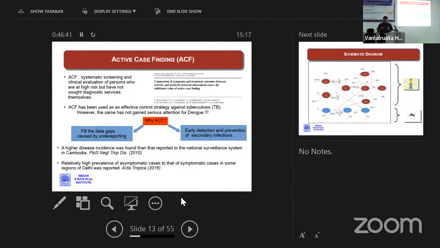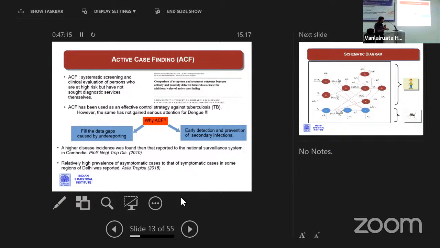I'll show you some of the mathematical model as well as the data set. I'll show you that if I can find that asymptomatic class, which I'm calling active case finding, the disease burden reduces. I think you understand why active case finding: this will fill the data gaps caused by underreporting. If the people are asymptomatic, the cases are not reported. That is the underreporting, so you can fill that gap. That is one good aspect.